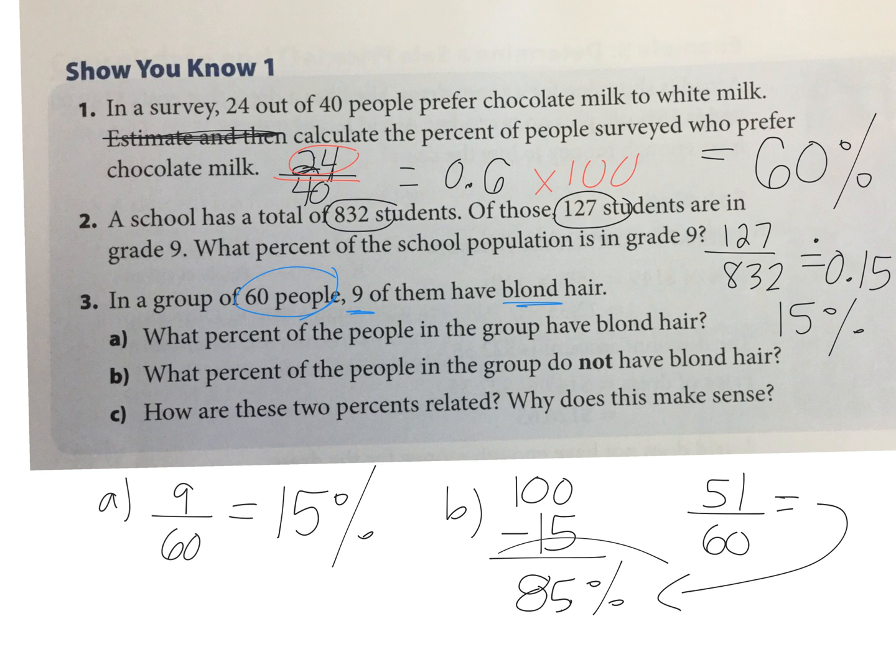0.85. Same thing, 85%. Who likes the first method better? 100 take away 15. Who likes the second method where you have to find out how many people do not have blonde hair and then calculate that as a percent? That's fine. That involves more steps, but they're both right.